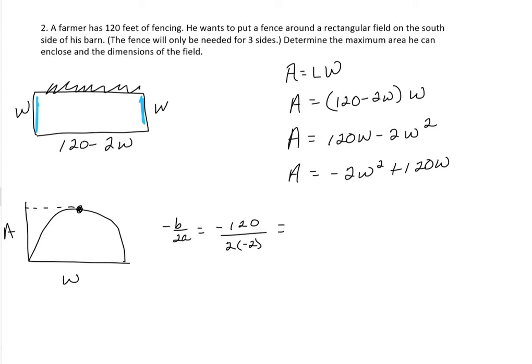And that's 30. Now I need to find f of 30, so I'm going to put 30 in place of that W, and that's going to give me 1,800 square feet. And that's my final answer.